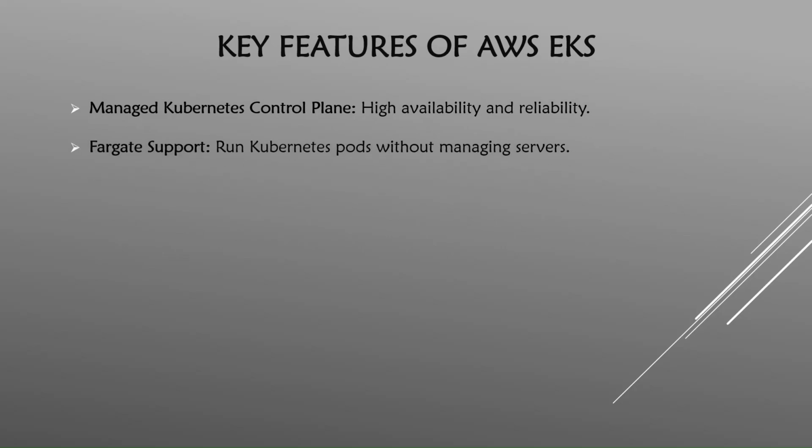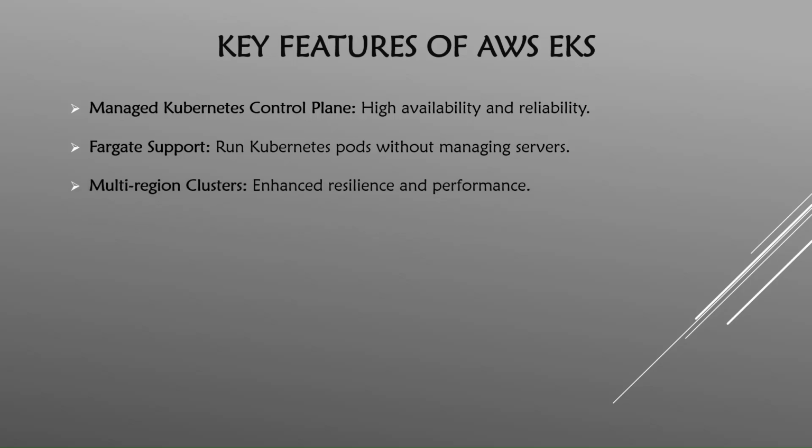Fargate support enables you to run Kubernetes pods without provisioning or managing underlying EC2 instances. This serverless approach simplifies Kubernetes operations by abstracting infrastructure management. It ensures that resources are allocated efficiently based on your application needs, reducing cost and improving scalability. Fargate is particularly useful for small workloads, batch jobs, or scenarios where managing worker nodes is unnecessary.